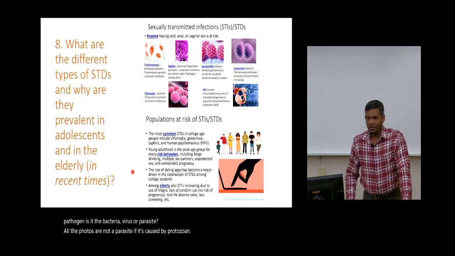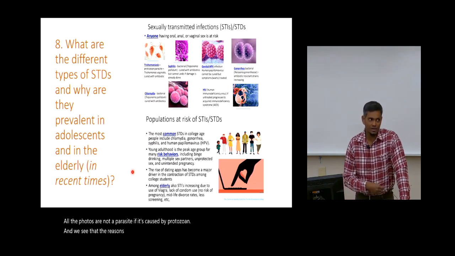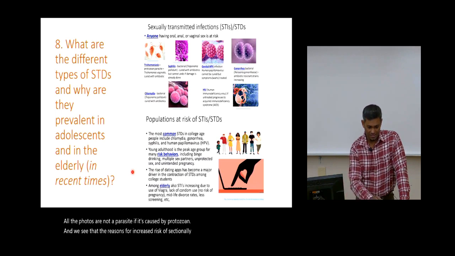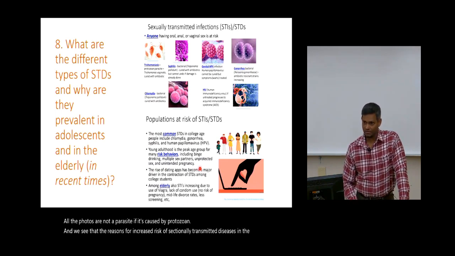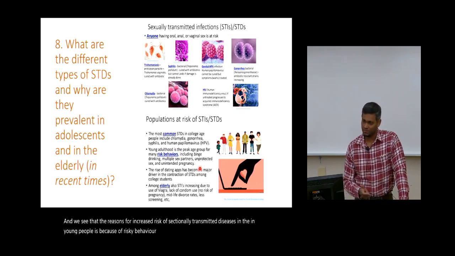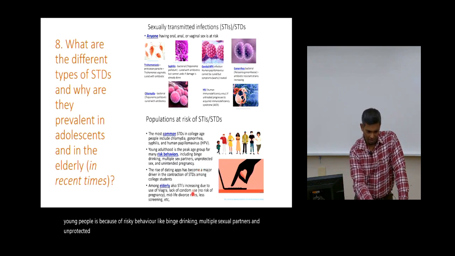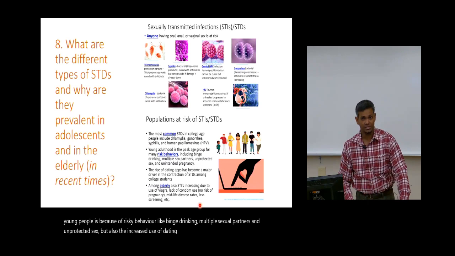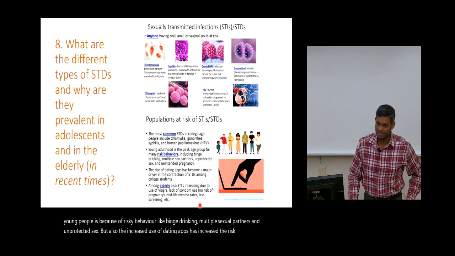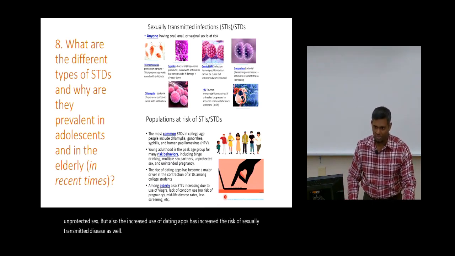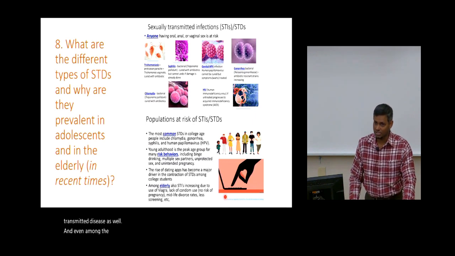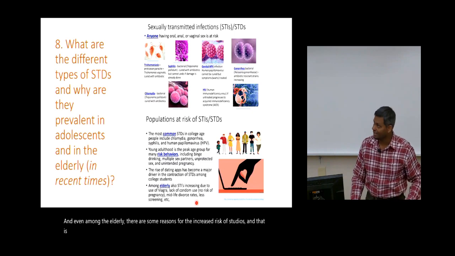And we see that the reason for increased risk of sexually transmitted diseases in young people is because of risky behavior like binge drinking, multiple sexual partners, and unprotected sex. But also the increased use of dating apps has increased the risk of sexually transmitted disease as well. And even among the elderly, there are some reasons for the increased risk of STDs, and that is also listed in this slide here.